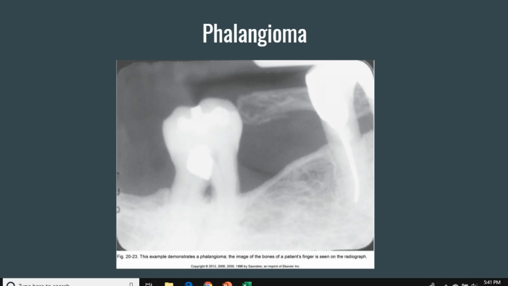This is called a phalangioma. And what we're looking at is this white or radiopaque area right in here. That is what we are referring to.